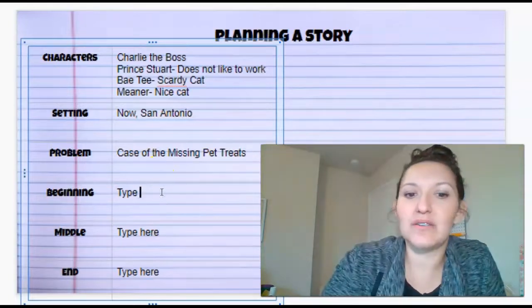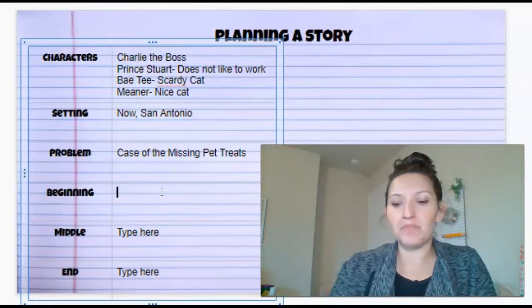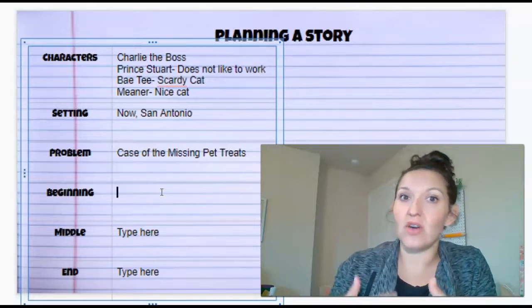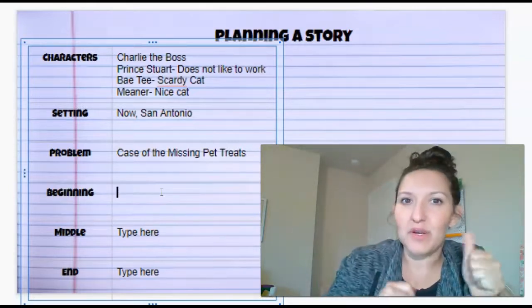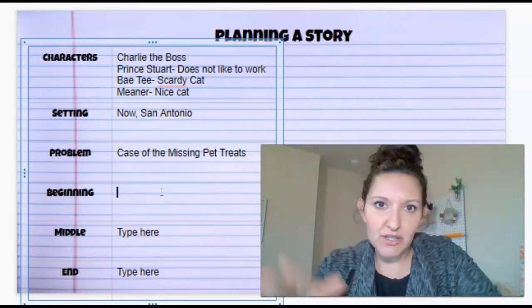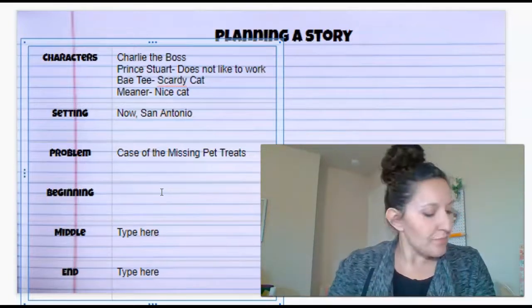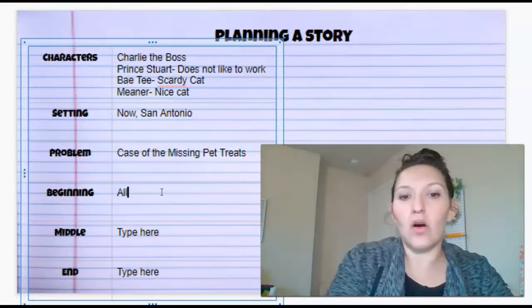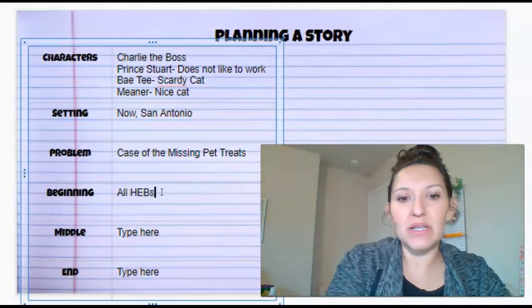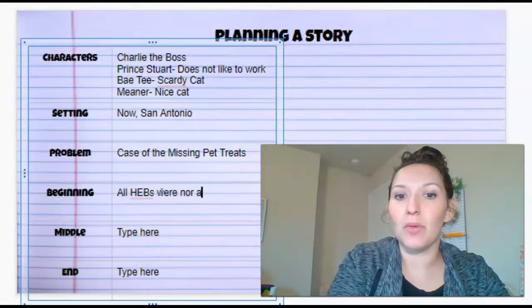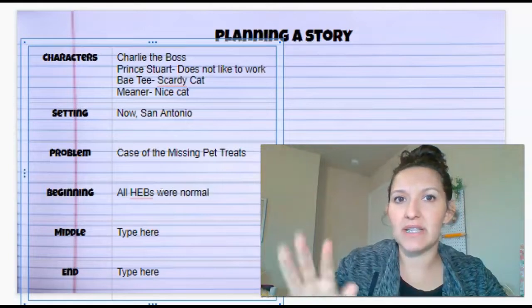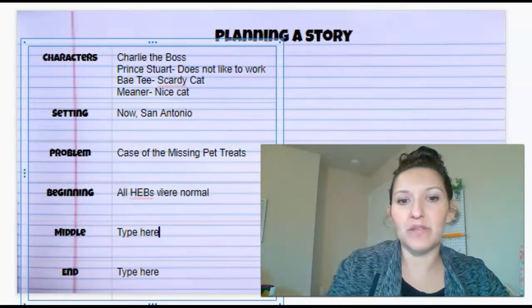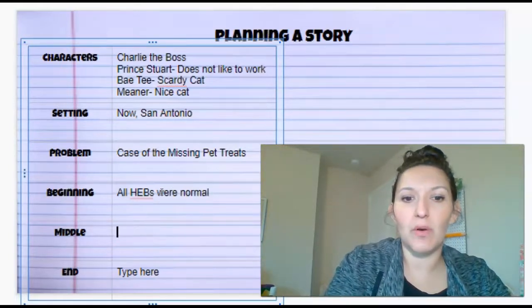Then I come down here to the beginning. Okay, so how am I going to start this off? How am I going to start my story? It doesn't automatically start with the problem. You have to kind of ease the reader into it. So I'm going to say, well, all HEBs were normal. And I'll talk about that in my story, but not just yet. This is just kind of my outline, right? In the beginning, all HEBs were normal.